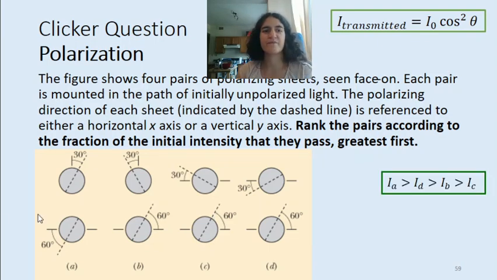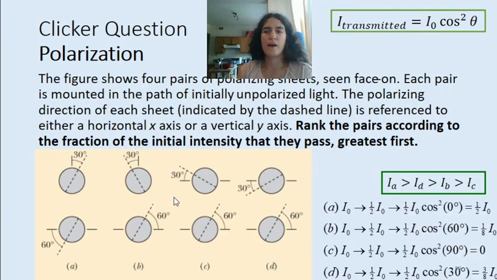Yay, we got it right. Okay, so let's continue. Here I've worked out the intensity for all four, so you can double check that you understand.